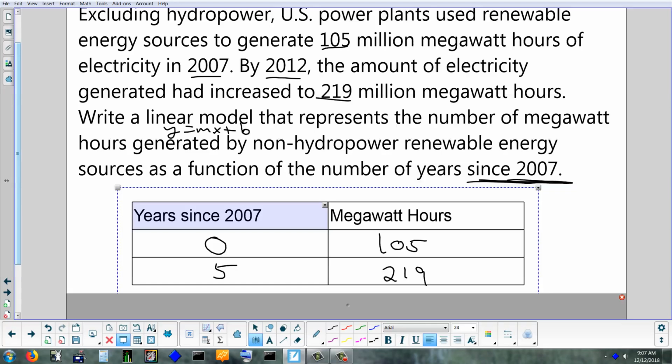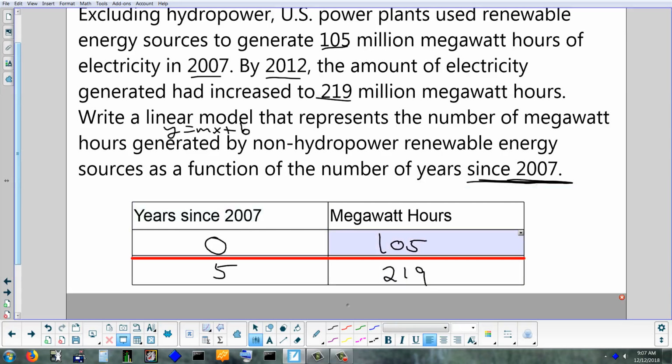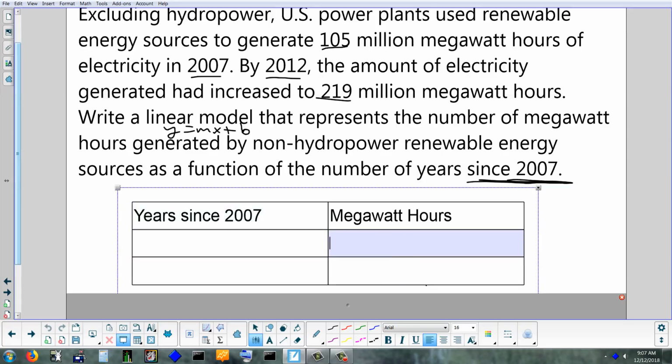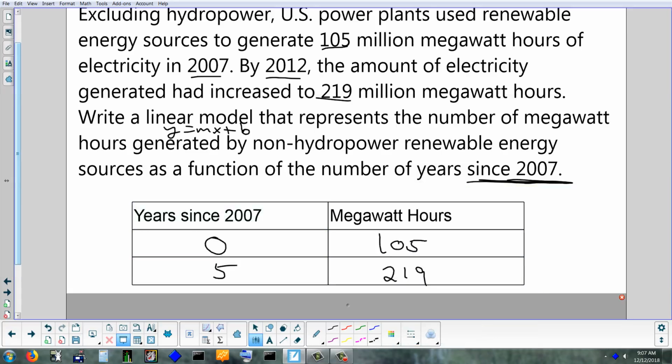Now, I'm just going to put in parentheses next to these 105 and 219: it wasn't really 105, it was 105 million. So we're just going to keep in mind this is in millions. When we solve for our slope, we're not going to put 105 with a bunch of zeros, we're just going to put the 105. Otherwise I'd have to write comma, 0, 0, 0, comma, 0, 0, 0. That's just easier to write. Any questions where the 105 and the 219 came from, or the 0 and the 5?